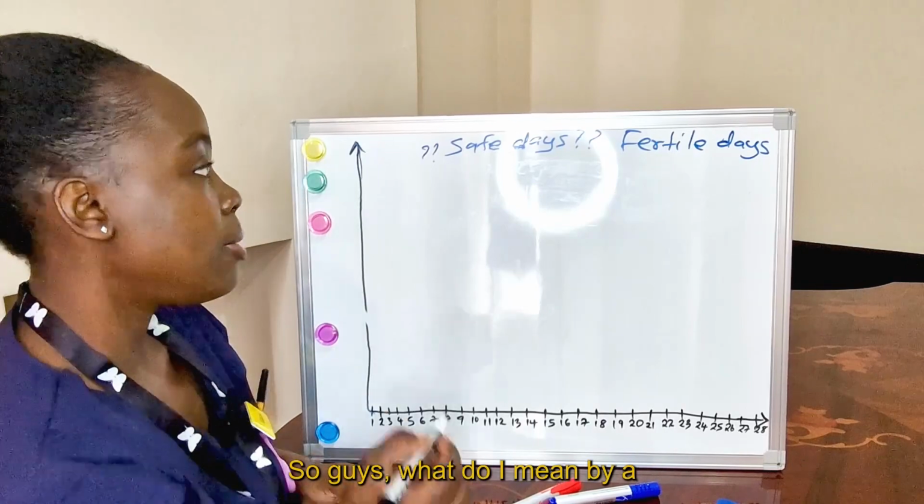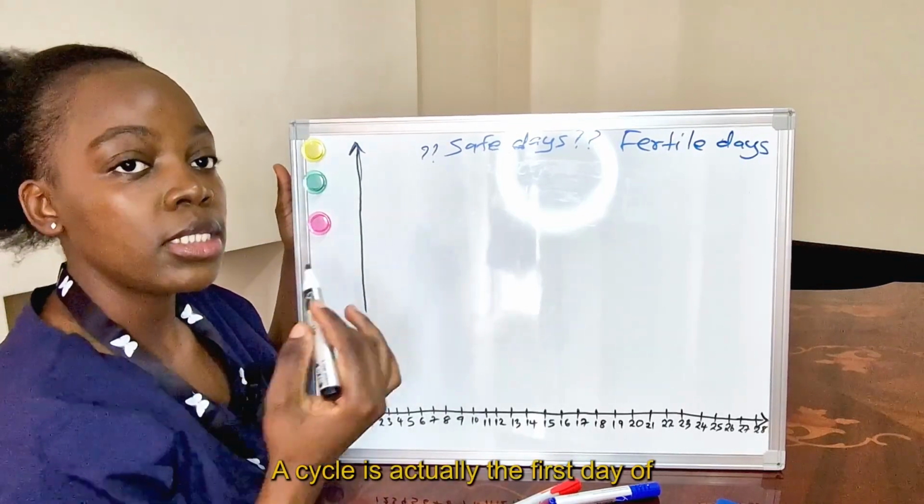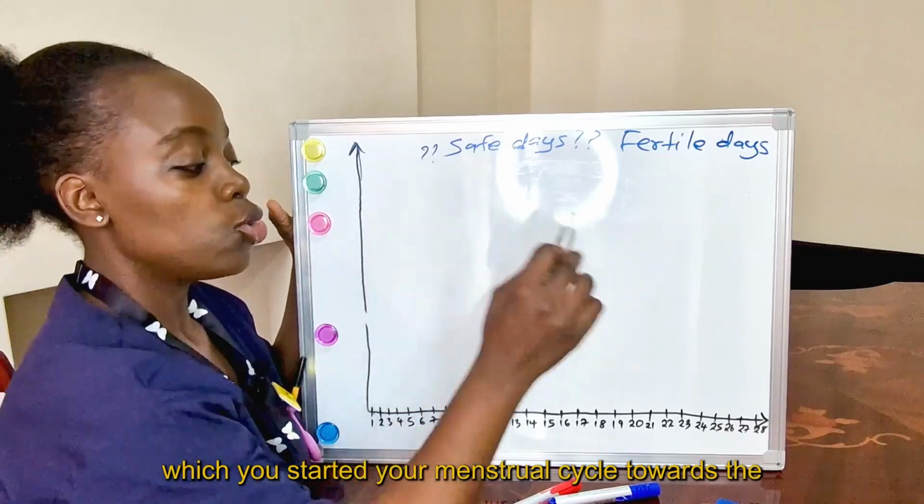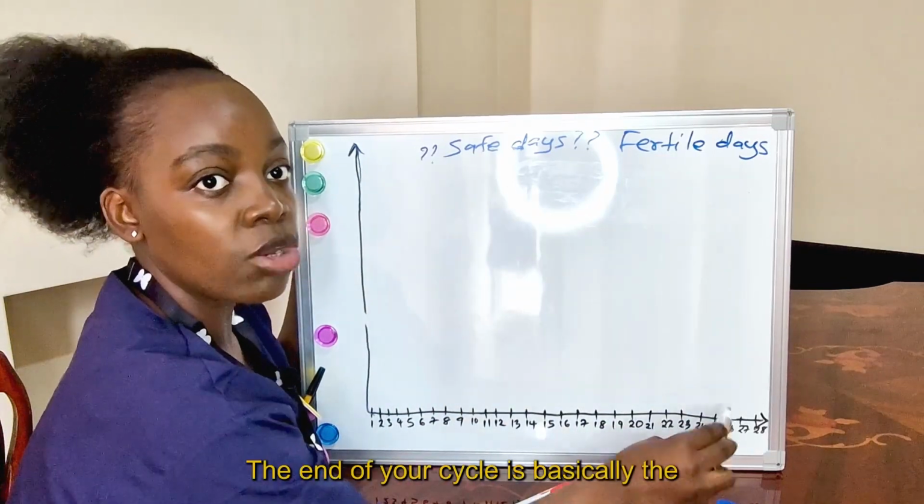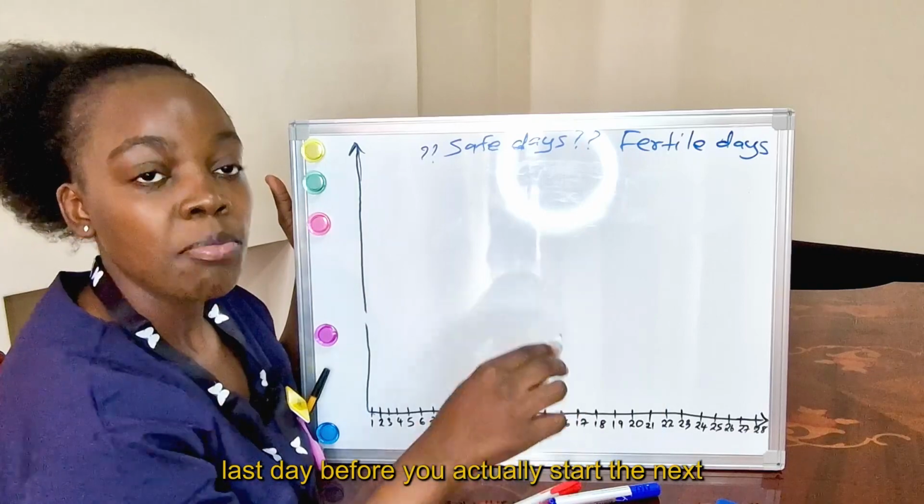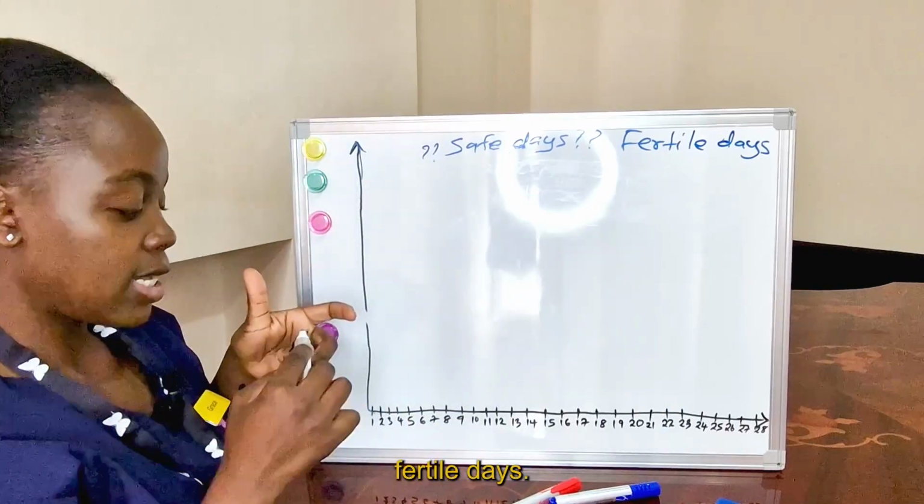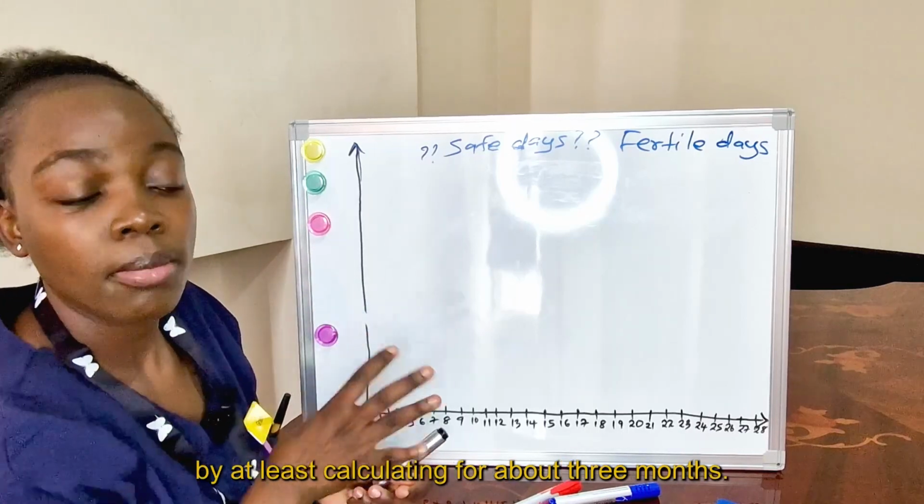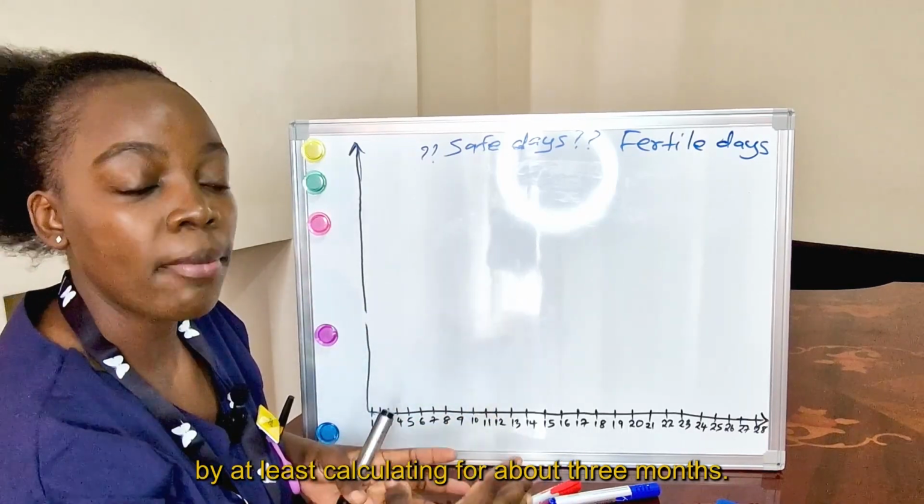So guys, what do I mean by a cycle? A cycle is the first day on which you started your menstrual cycle up to the end of your cycle. The end of your cycle is basically the last day before you start the next fertile days. So what do I mean by this? You can do this method by calculating for at least about 3 months.